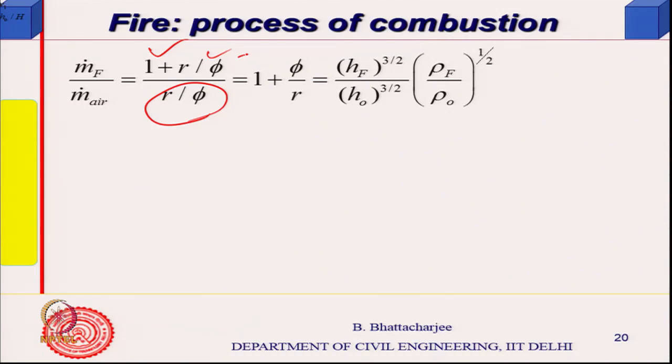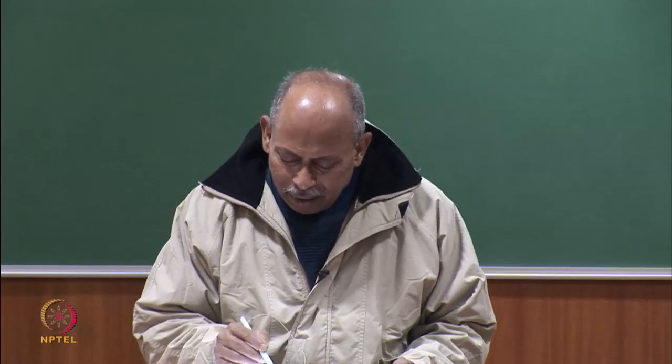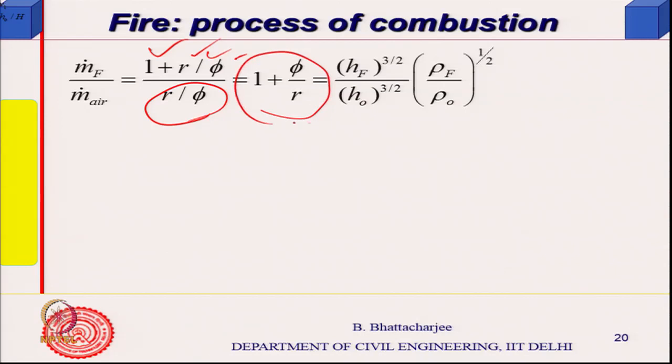1 kg of combustible, or product of pyrolysis, reacts with r kg of air or oxygen. Phi is a factor for incomplete burning, so some amount will remain as product of pyrolysis itself. So, this ratio, 1 by phi r, must equal the quantity of hot gases going out divided by the quantity of fresh air coming in.